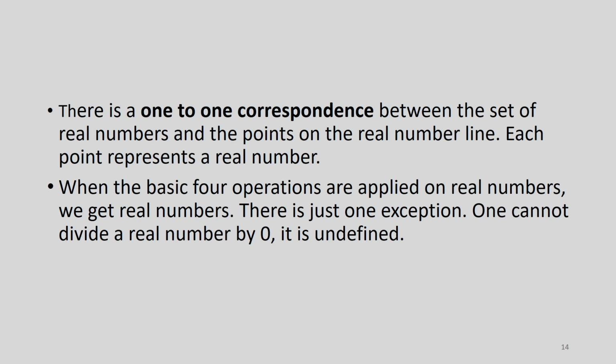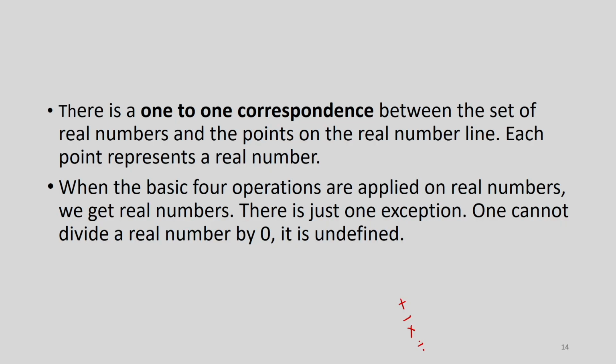So, basic 4 operations means addition, subtraction, multiplication and division. So, if you add 2 real numbers, you get a real number. If you subtract one real number from another real number, you get another real number. If you multiply one real number with another real number, you get a third real number, like that. But there is one exception, which is that though 0 is a real number, you cannot divide any real number by 0, right, because that is undefined. It is then going beyond the realm of real numbers.